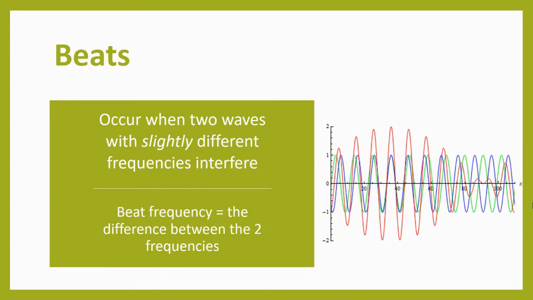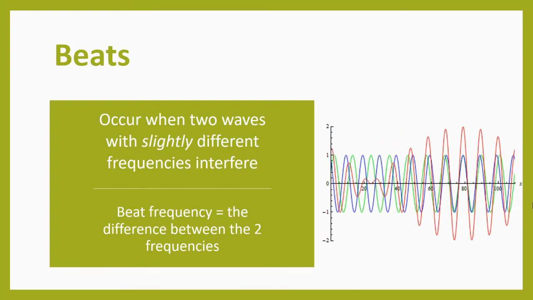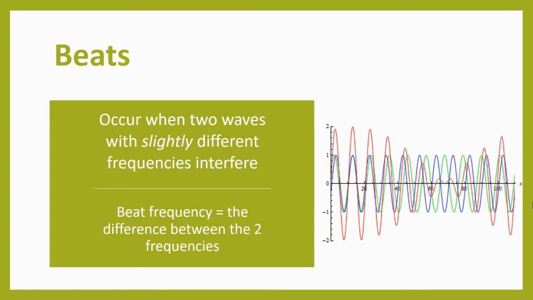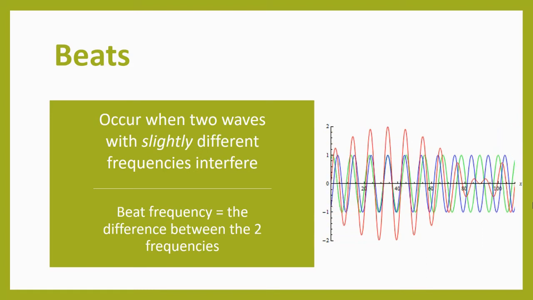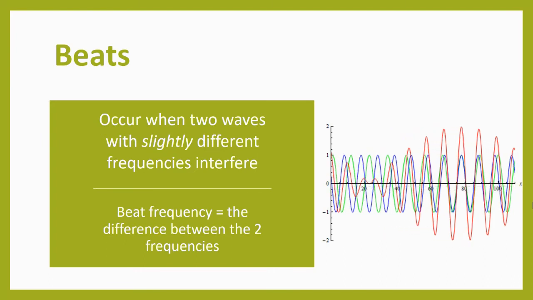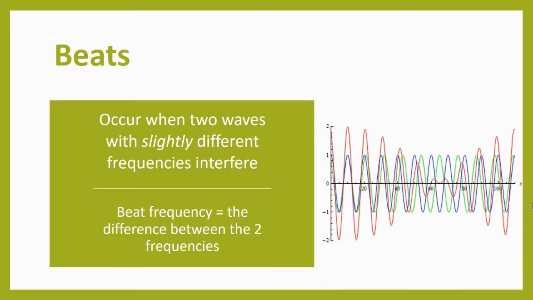We also have beats. So beats occur when two waves with just slightly different frequencies interfere. And the beat frequency is just the difference between those two frequencies. So the beat frequency might be 1 hertz or 2 hertz or whatever it is. So two waves with frequencies that are pretty close together.